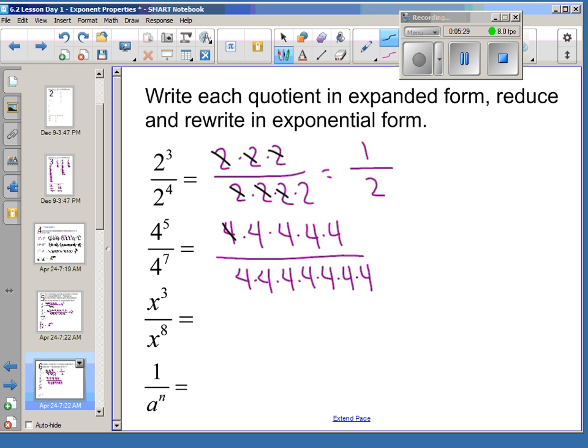And if we go through and cancel these now, we see we're left with 1 over 4 squared. And our rule says that we should end up with, I can make some room over here. Our rule says we subtract our exponents, our numerator from our denominator. And so we should have 4 to the negative 2, because 5 minus 7 is negative 2. But we got 1 over 4 squared.